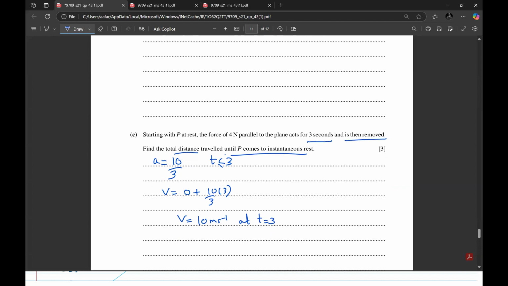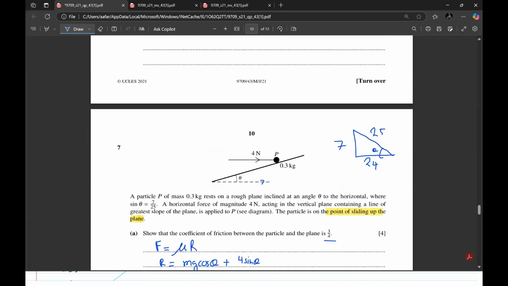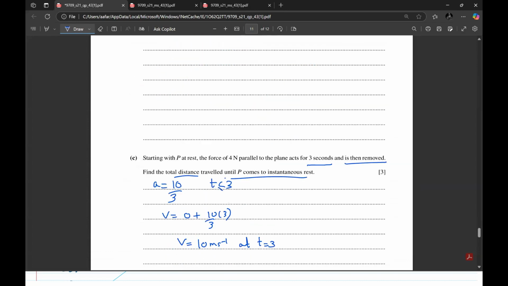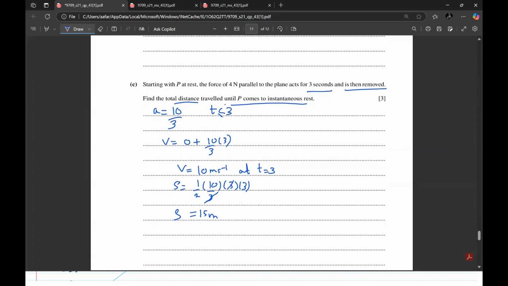Now the 4 Newton force is removed, so we need to calculate the acceleration now, which will be downwards, right? So the final velocity was v. How much distance did it cover? Initial velocity is 0. Half times 10 over 3 times 3 squared. That's 15 meters for t equal to 3.